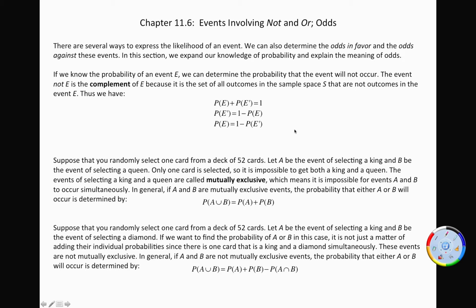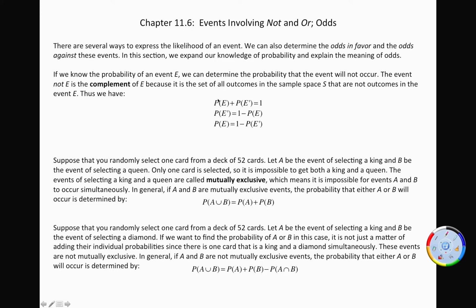If we know the probability of an event E, we can determine the probability that the event will not occur. The event not E is the complement of E because it is the set of all outcomes in the sample space that are not outcomes in the event. Thus, we have these rules.